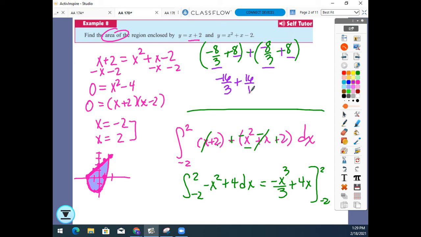So now I get my common denominator, multiply top and bottom by 3. So that's 48/3. So -16 plus 48, I get 32/3. So these problems have a whole lot more work to them, but it really should help your algebra. So take your time.